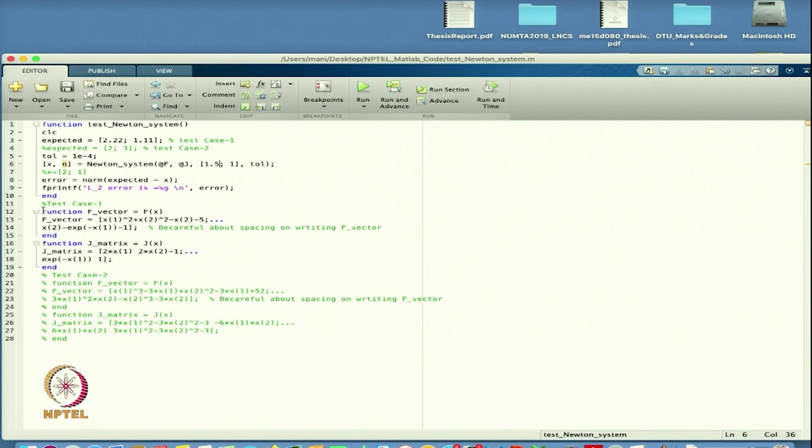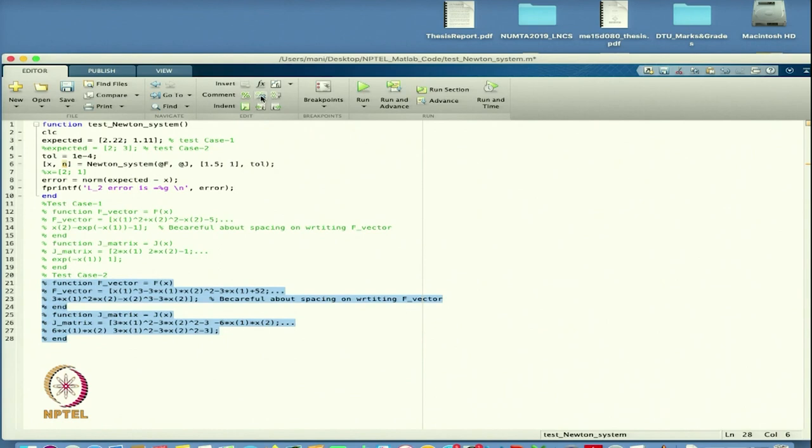Now, I will do test case 2. So, I will comment this one out and I will start with this. So, let us do test case 2. In this case I will change my expected value.